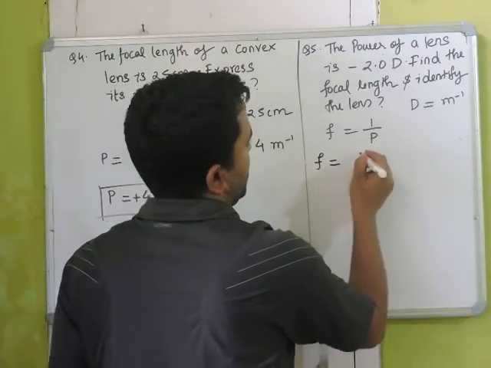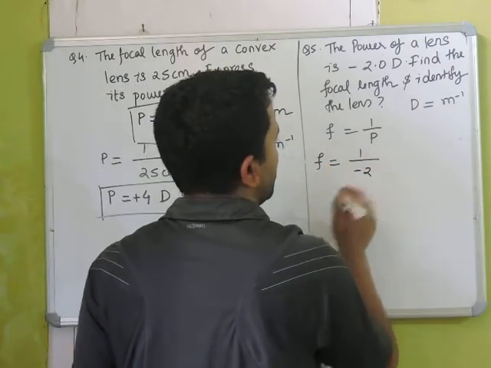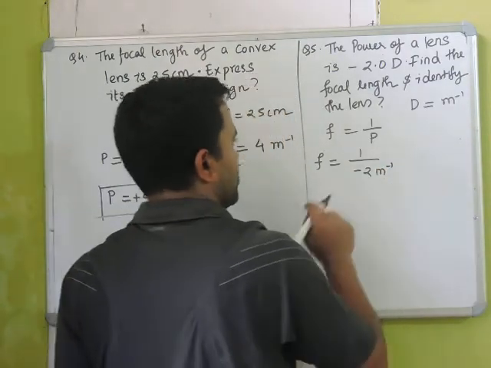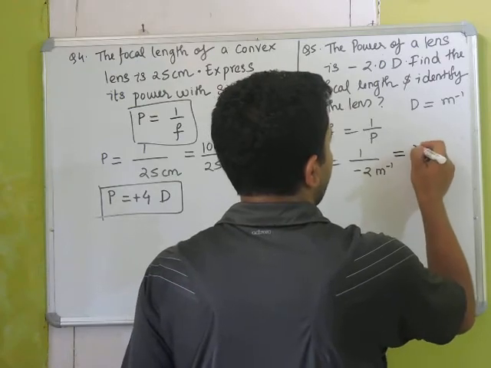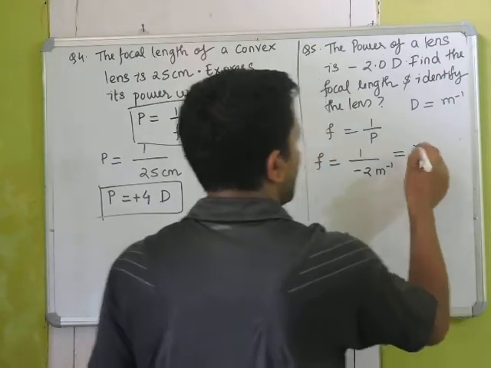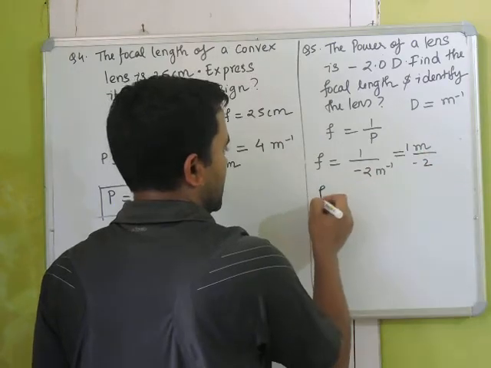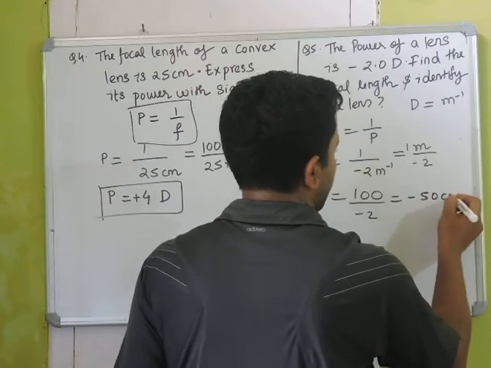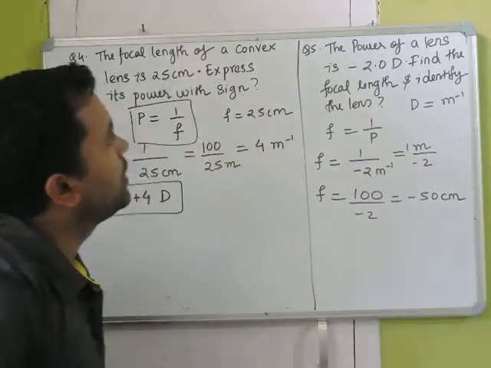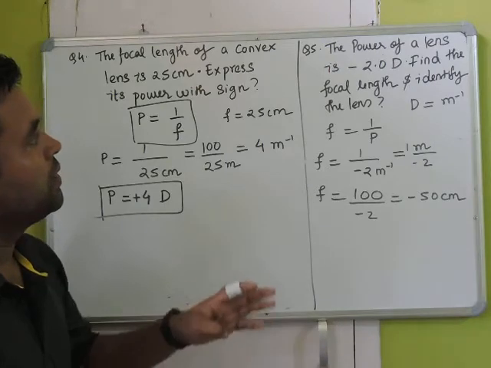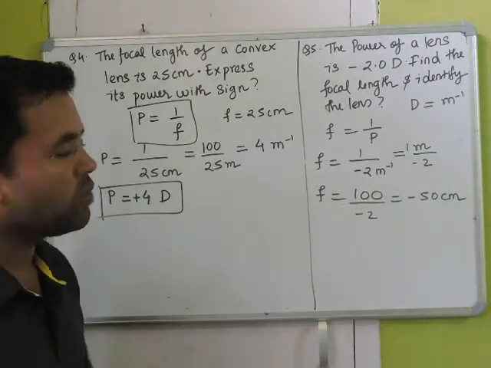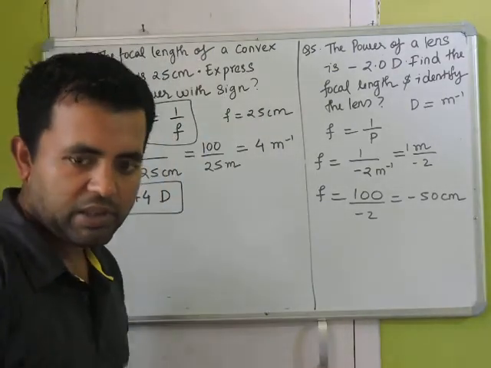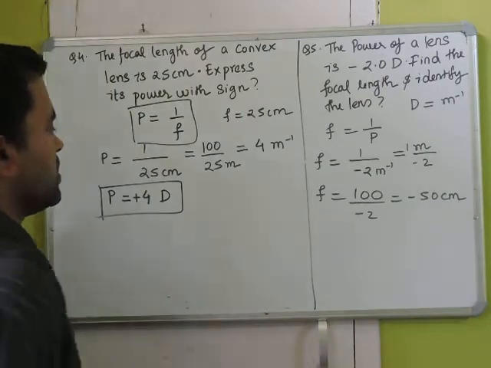So focal length is going to be 1 by -2 diopter, which is meter inverse. So meter comes up, it becomes meter^-2. 1 meter is 100 centimeters, so this is 100 by -2, which is -50 centimeters. Since it's a concave lens, its focal length is going to be negative. Now we'll discuss one more question, and that will complete our discussion of lens formula questions.